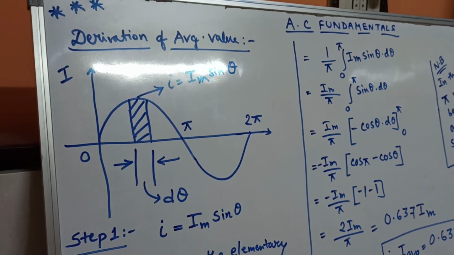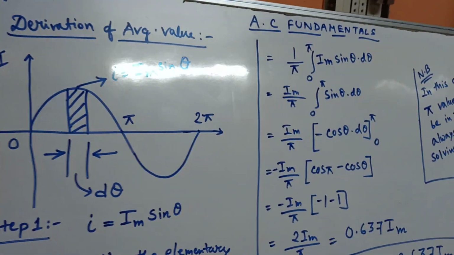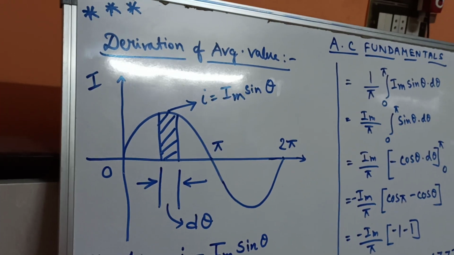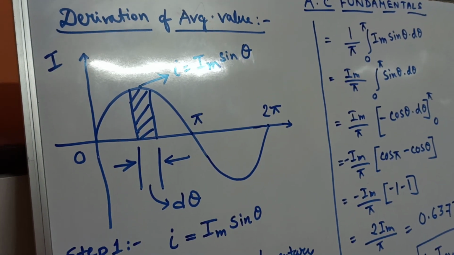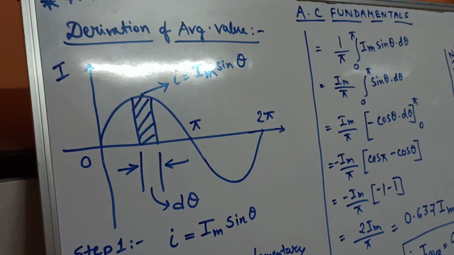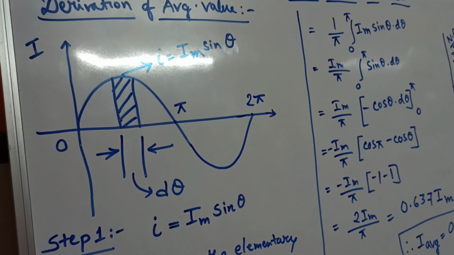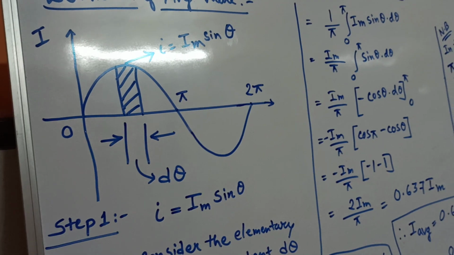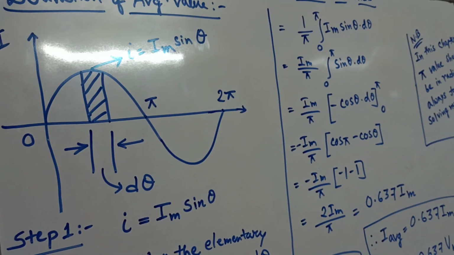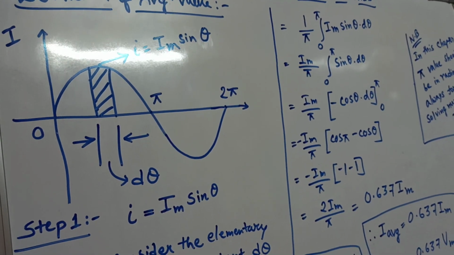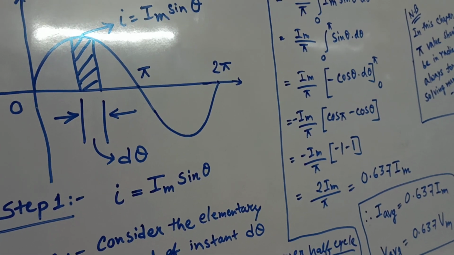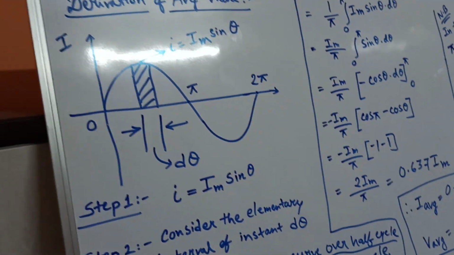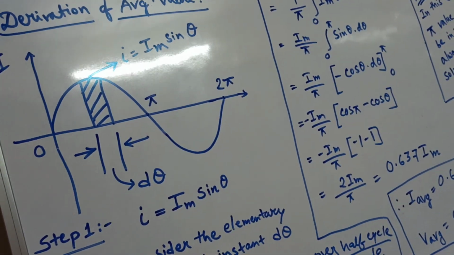So let us start the derivation of average value. Before going to the derivation, they will be asking you the definition of average value. So what does the definition state? The average value of an alternating quantity is defined as that value which is obtained by averaging all the instantaneous values over a period of half cycle.